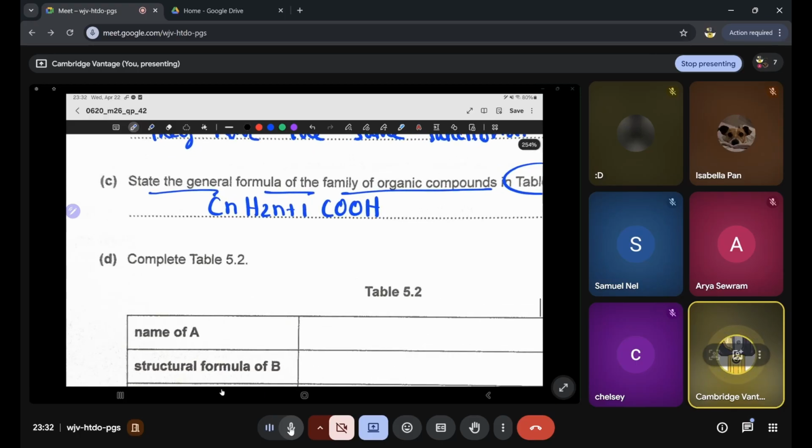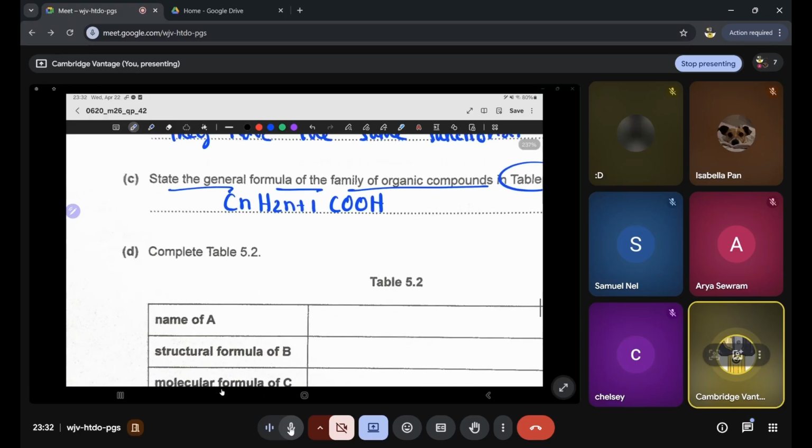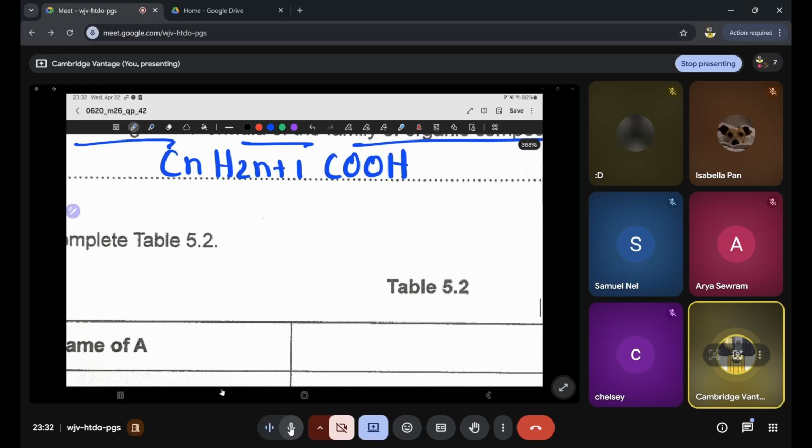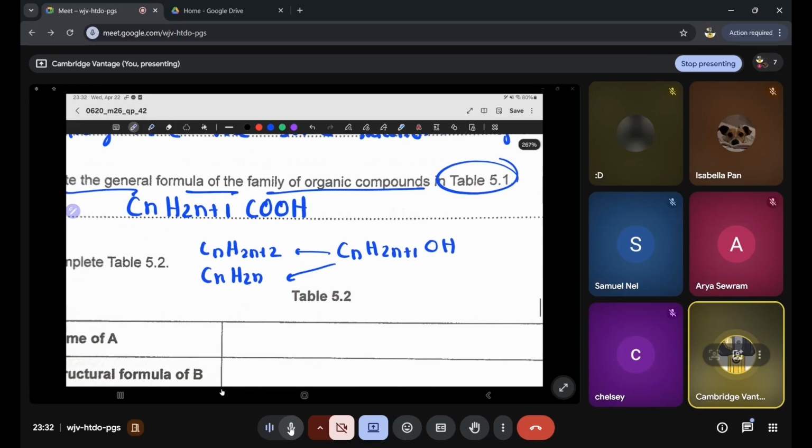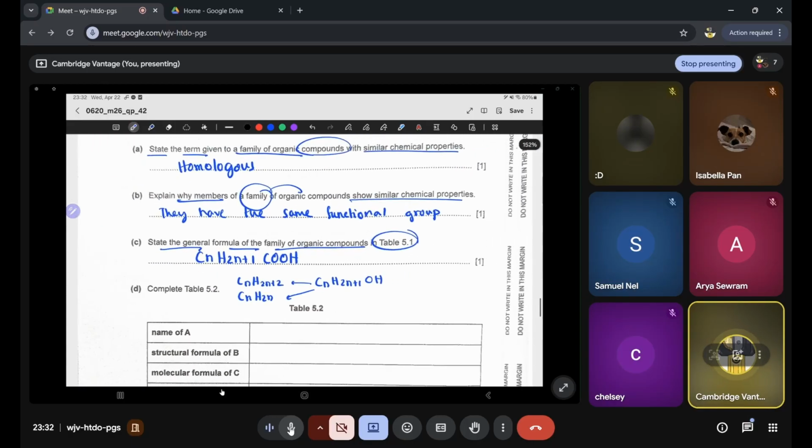You are also required to know the other general formulas. Let me just write them down as well. So for alkanes, it should be CnH2n+2. For alkenes, it should be CnH2n. For alcohols, it's CnH2n+1OH, and we already wrote down carboxylic acids. So these four general formulas are very important for IGCSE.